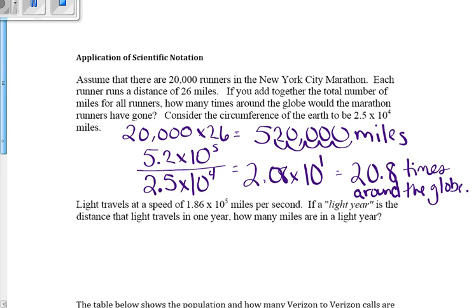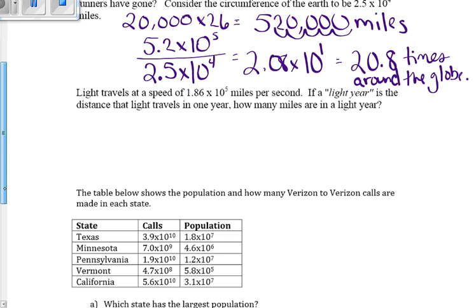All right, next one. The light travels at a speed of 1.86 times 10 to the fifth miles per second. So that's pretty fast. It takes me about 7 minutes to run a mile, so not even in seconds. And that's a very good mile time when I was younger. But all right, if a light year is a distance that light travels in 1 year, how many miles are in a light year?